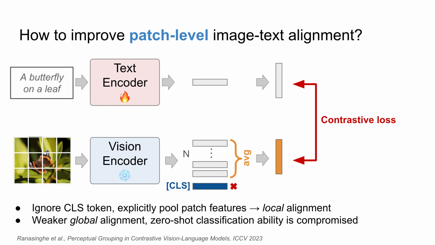In order to obtain dense, therefore patch level, alignment, methods like ClipSelf have proposed to use the average of the patches to be aligned with the text embedding. However, doing so compromises the beloved global zero-shot classification quality of the alignment.